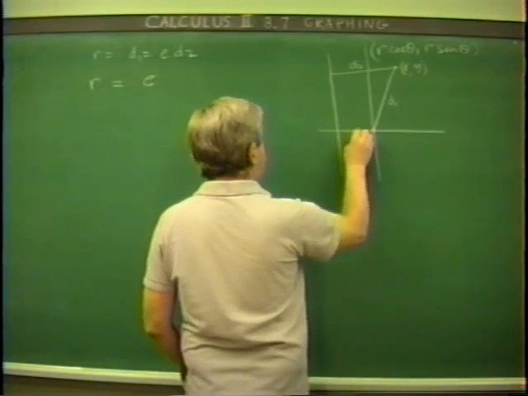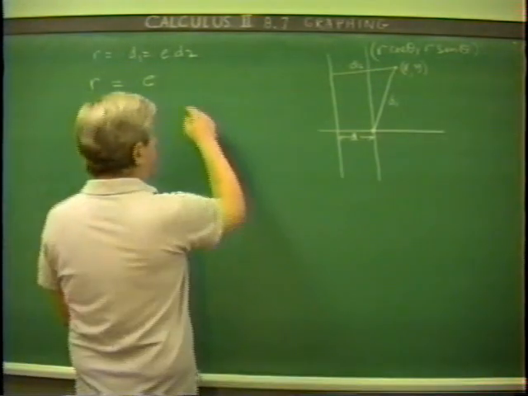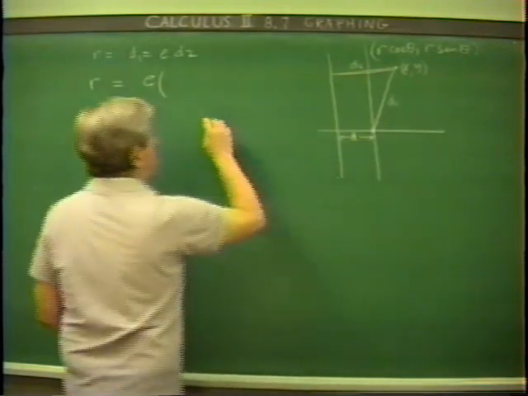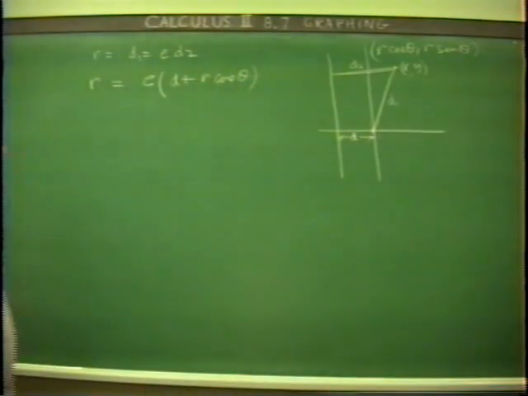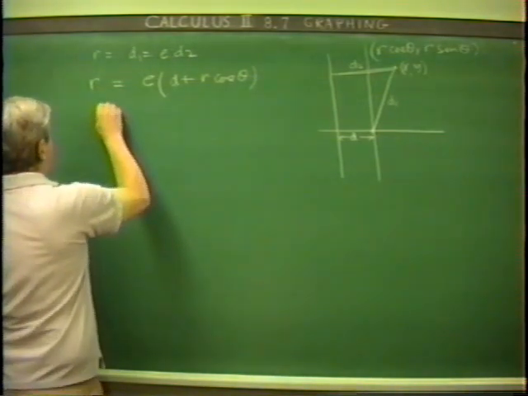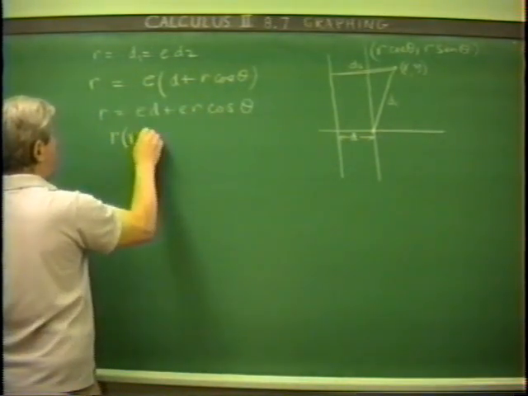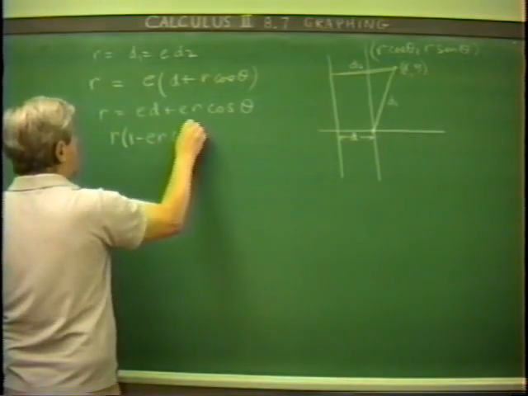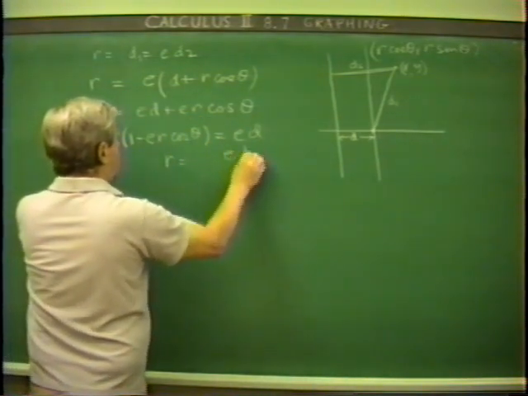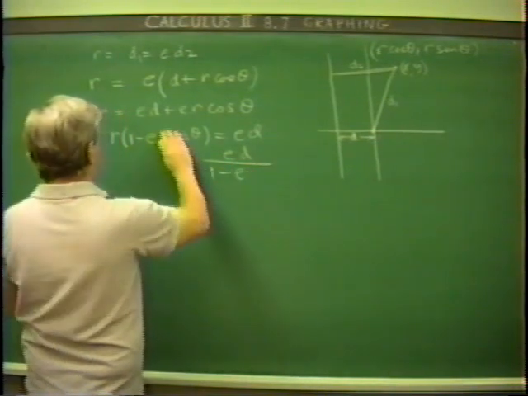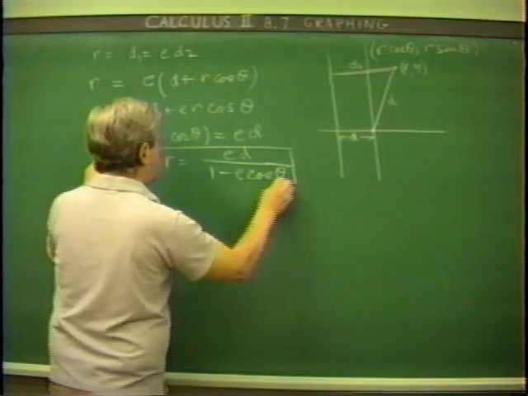Now, what's this distance right here? Well, if this distance here is d, like so, then this distance right here is d plus r cosine theta. Okay, so that we have r is equal to ed plus er cosine theta, or r times 1 minus e cosine theta, subtracting this from both sides, is equal to ed, or r is equal to ed over 1 minus e cosine theta.